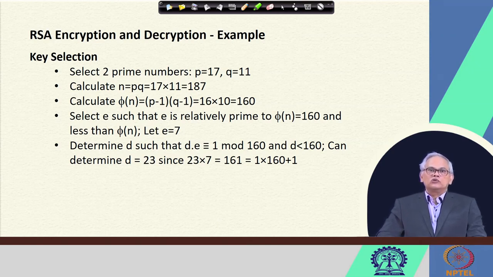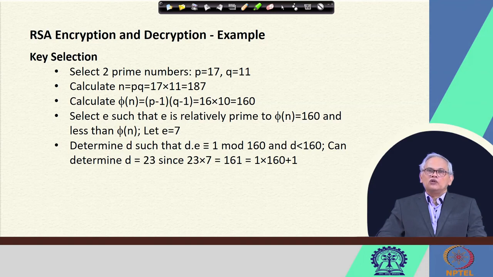And then we compute Euler's totient function, phi n, which for these prime numbers p and q can be shown to be equal to p minus 1 into q minus 1, which is 16 into 10, and that is 160. And now we have to select an E, the encryption part of the key, such that E is relatively prime to phi n, which is 160, and also less than phi n. We can choose many possible values depending on the value of phi n. So, in this example, let us choose E equal to 7, because E equal to 7 will satisfy the requirements mentioned in this bullet.